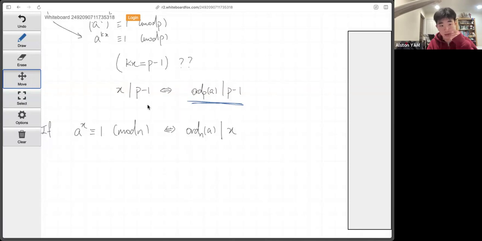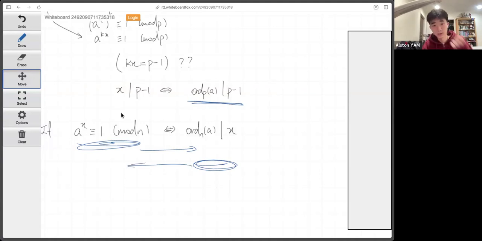So I think we can take about 3 minutes to think about how we might prove this, and then I'll go over the proof with you. Remember, the important thing here is that there's an if and only if, so you have to prove both ways. You have to prove that if this thing is true, then the order divides it. But you also have to go backwards: if the order divides it, then you must be able to go back. So let's take about 3 minutes to think about how we can prove this, and then we can prove it together.